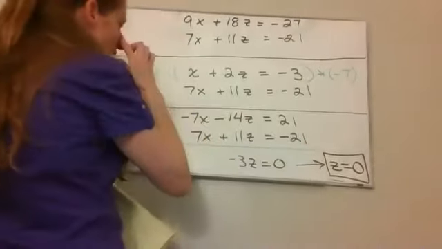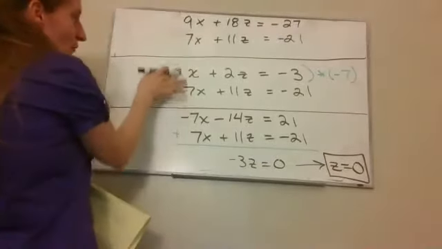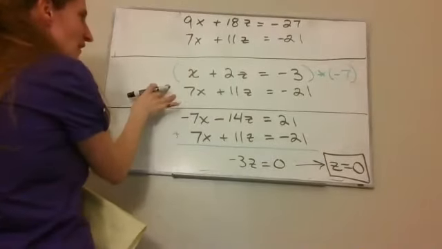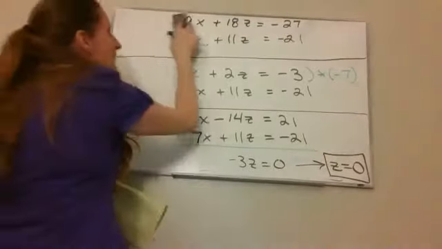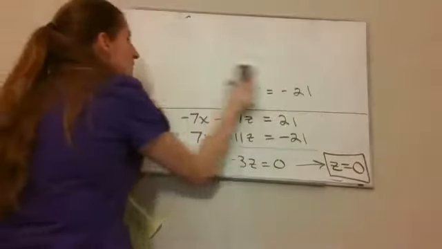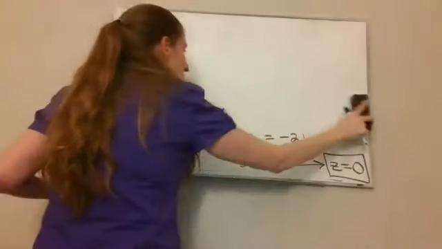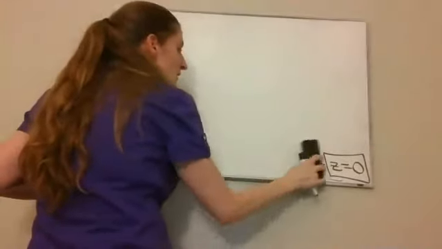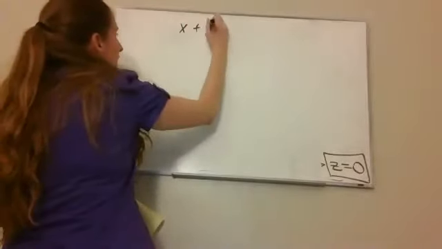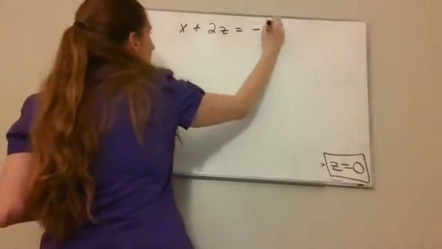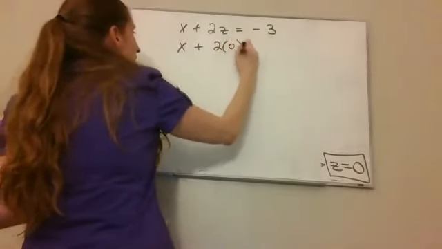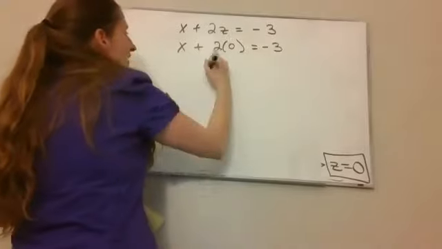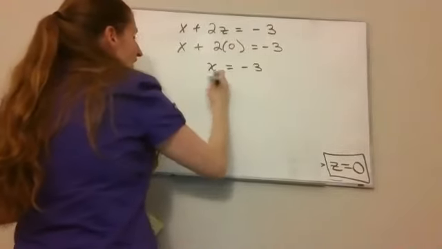So this z equals 0, I get to plug it into one of my two equations. And I would plug it into this x plus 2z equals negative 3. So since x plus 2z is equal to negative 3, that means x plus 2 times 0 is negative 3. x is negative 3.